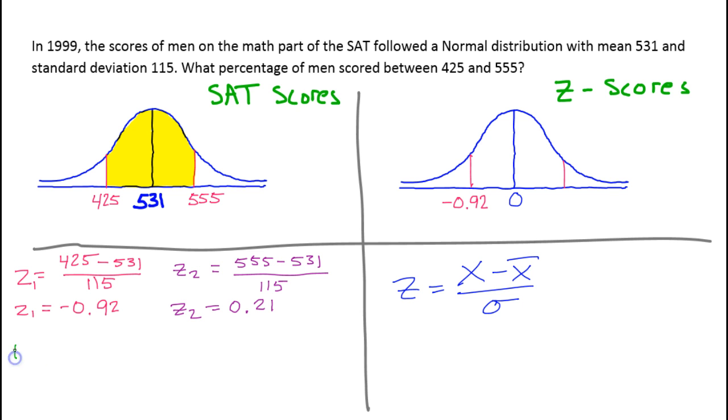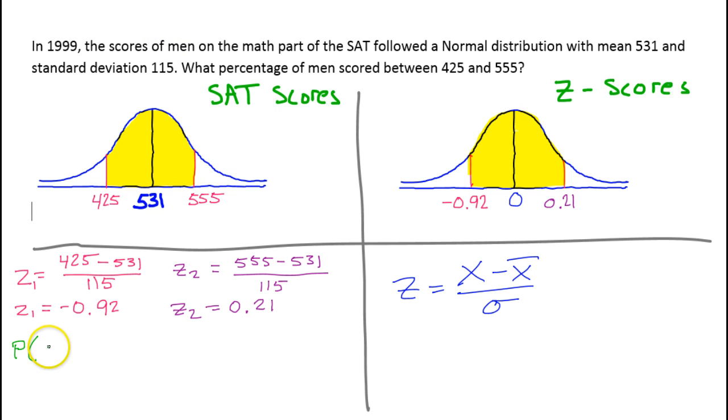So we want the probability, or the percentage of men who scored between these two z-scores. Oh, I forgot to record the other z-score. So over here we have 0.21. So look, the relationship between these two graphs is, even though here I have SAT scores, here I have z-scores, the percentages should be the same. So the percentages that fall between these two z-scores should be the same for SAT scores and z-scores.